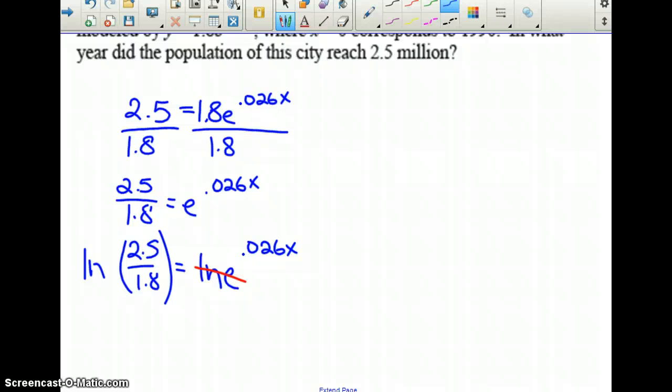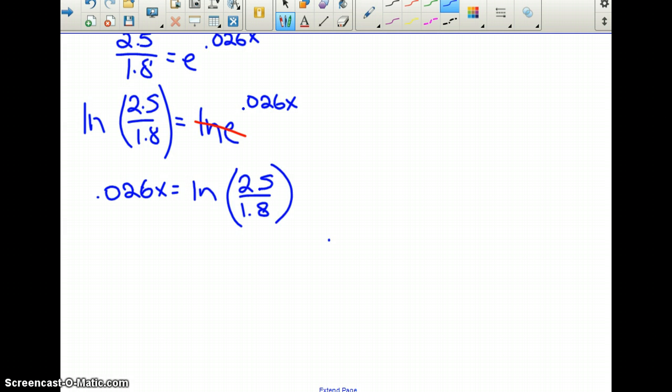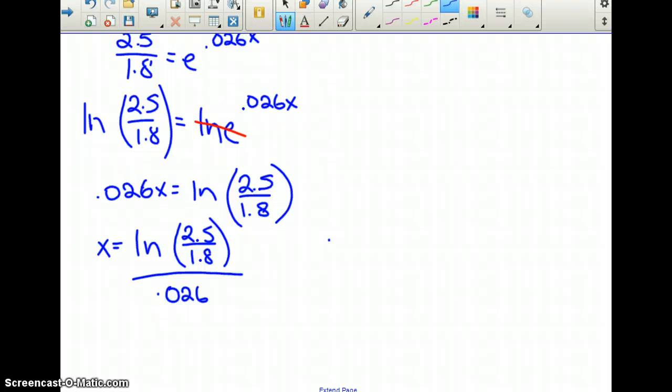All right, now the ln and the e are gone. Bye-bye. We now have, I'm going to reverse the sides, 0.026x equals the natural log of 2.5 over 1.8. All right, so in order to find x, we're going to divide both sides by 0.026. x equals natural log of 2.5 over 1.8, all divided by 0.026. Now, at any point, I could have put this in the calculator. I chose not to. I'm going to put it in the calculator now as my very last step.